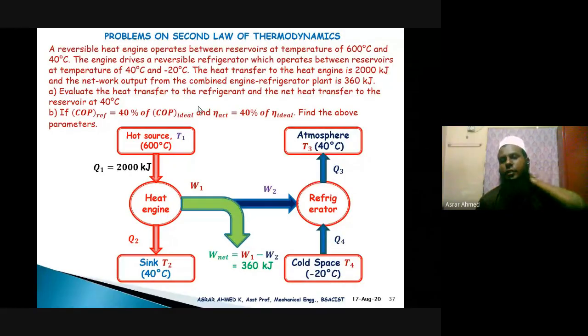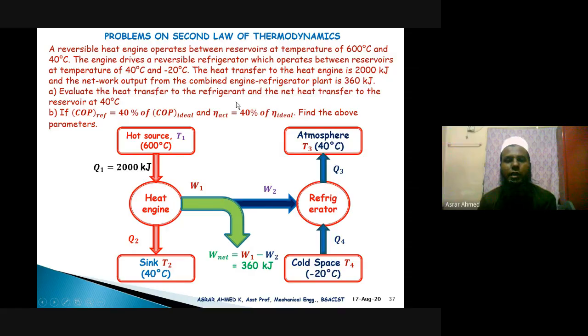Evaluate the heat transfer to the refrigerant means what? It is something related to refrigerator. Evaluate the heat transfer to the refrigerant means it is something related to refrigerator, not heat engine. So it is definitely not Q1, Q2, because that is related to heat engine. Now the heat transfer to the refrigerant means it is something related to refrigerator. We do not know whether it is Q4 or Q3.